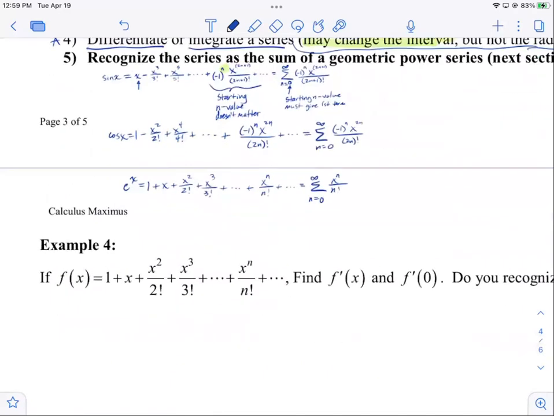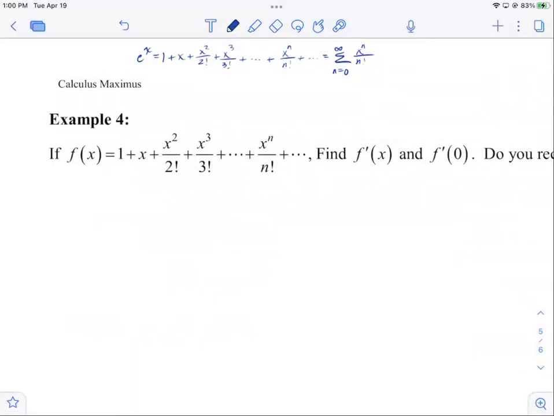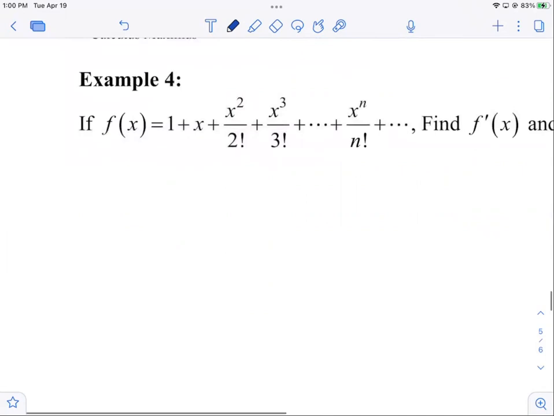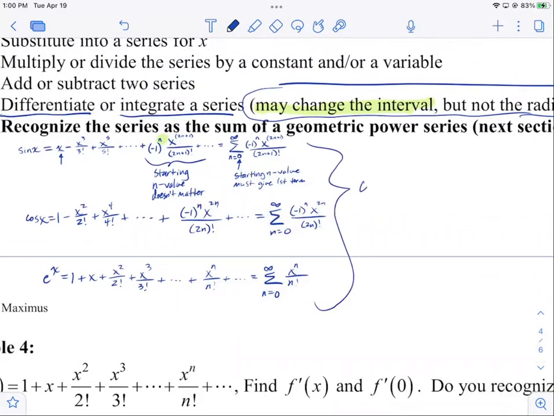All right, let's try this out on example 4. If f of x is 1 plus x squared over 2 factorial plus blah, blah, blah, find f prime of x. Okay. Oh, by the way, I should say that these right here, these three, all three of them converge for all x. Both sides have domains of all real numbers, and they perfectly represent sine, cosine, and e respectively for all real numbers. So that's kind of cool.